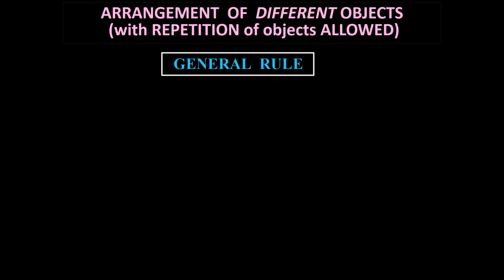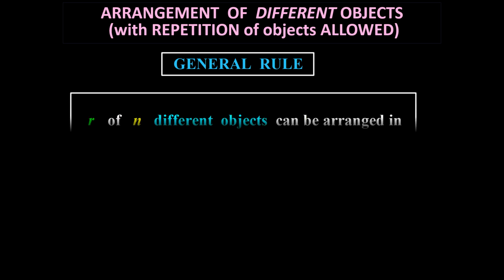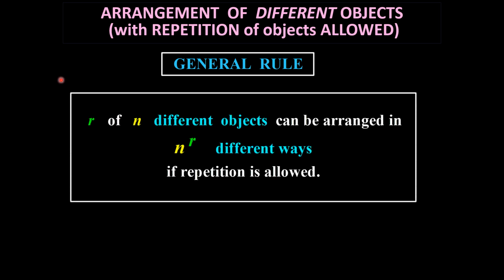Now from the example we can see that for arrangements of different objects, if repetition of objects is allowed, we can actually form a very simple general rule. R of n different objects can be arranged into the exponent R different ways if repetition is allowed. It's n to the exponent R, so we actually get a power here.